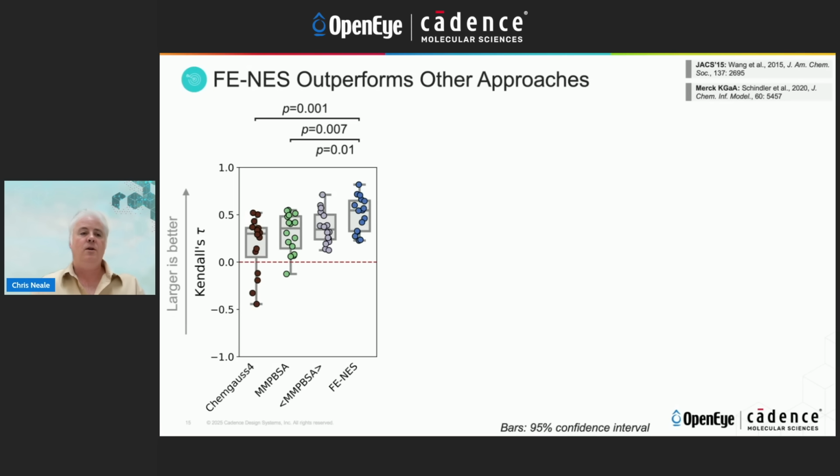So here I'm showing Kendall's tau for each of those 16 different targets in 4 different strip charts. So in each of the strip charts, for each color, each data point represents the Kendall's tau of one protein with its congeneric series of ligands. And then we're moving down the funnel from left to right on this plot. So ChemGauss 4 docking scores, their Kendall's taus are shown on the left, followed by endpoint MMPBSA, ensemble average MMPBSA, and on the right, the FE-NES predictions.